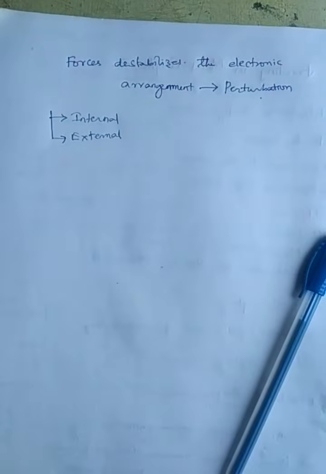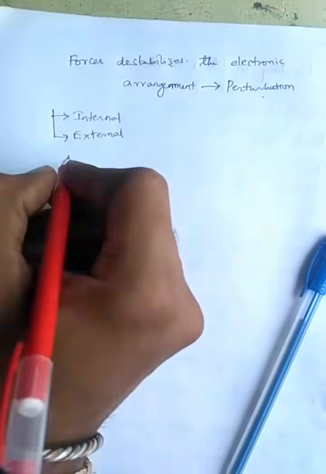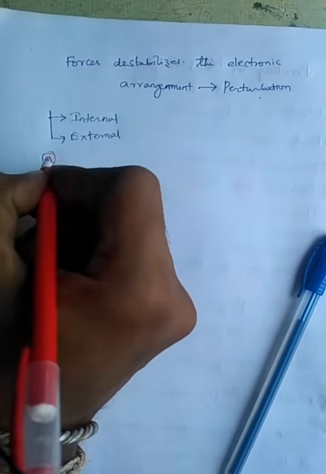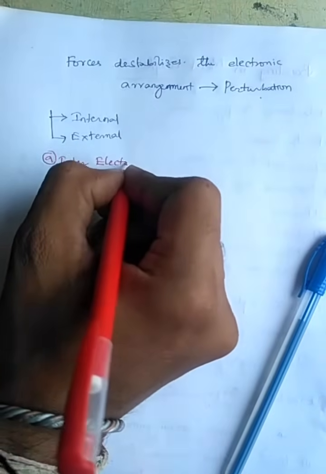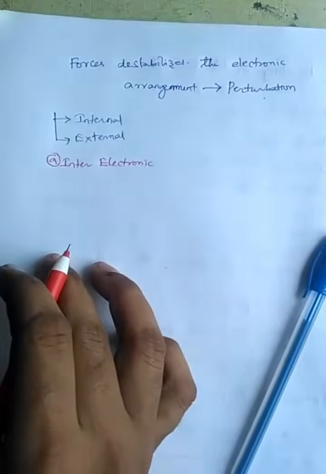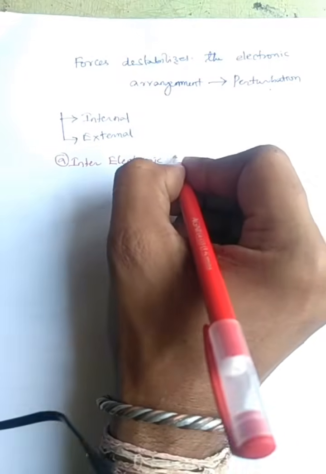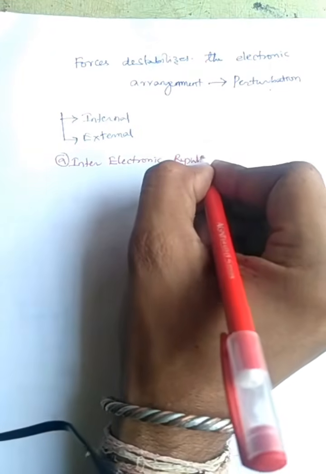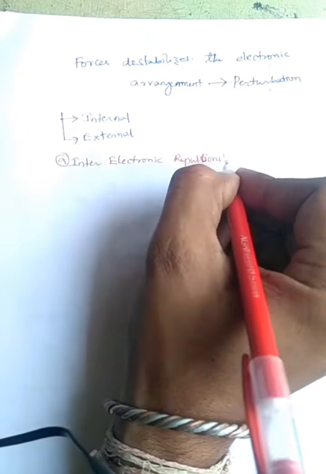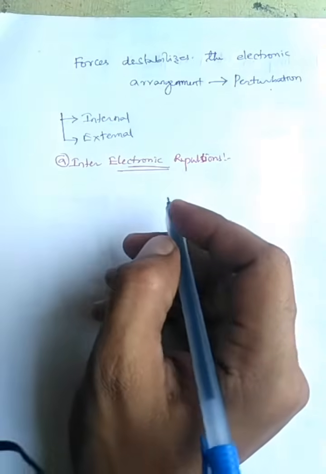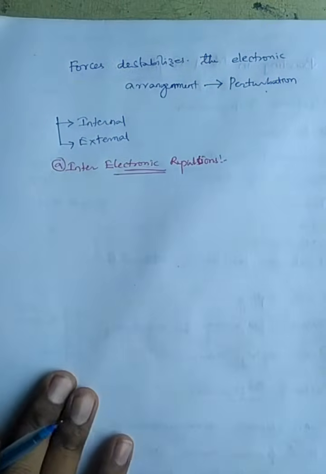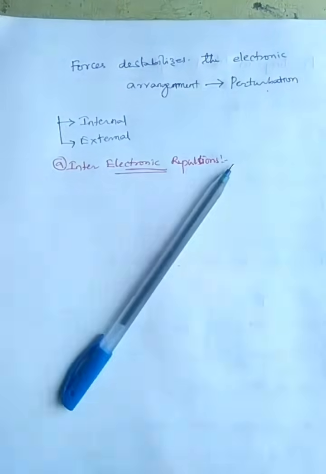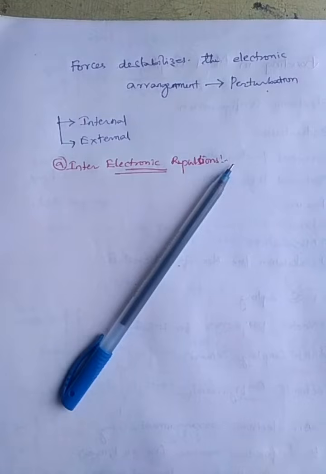When it comes to internal perturbations, there are two, in which the first one is interelectronic repulsions. Interelectronic repulsion is nothing but, in an atom, the electrons repel each other, right? So why is it happening, why do interelectronic repulsions exist in an atom?